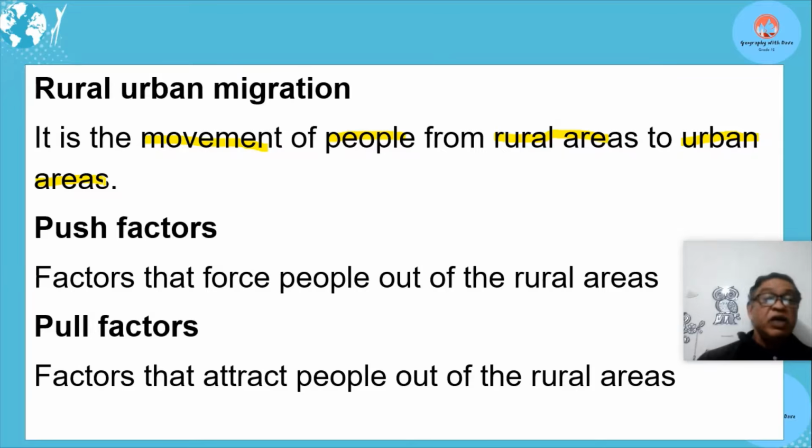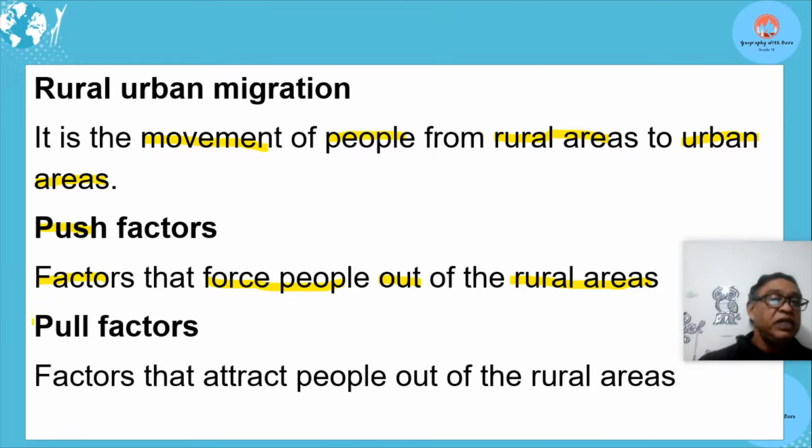Now let's look at two factors that would cause this movement: the push factor and the pull factor. What is the push factor? These are factors that force people out of rural areas. Out of is a very important word. People have no choice, but they want to move out. They're not happy with the rural areas, or there are certain consequences or situations that have caused them to move.